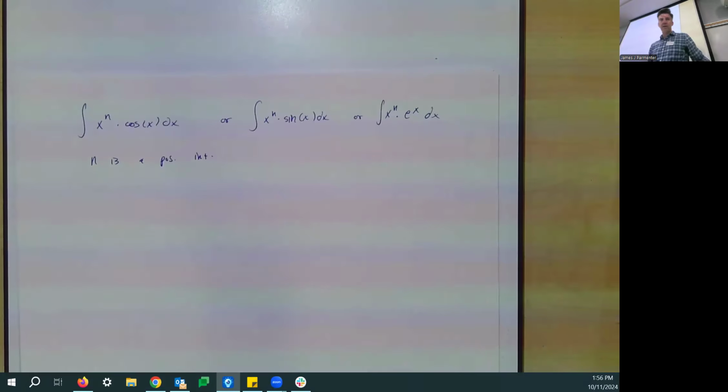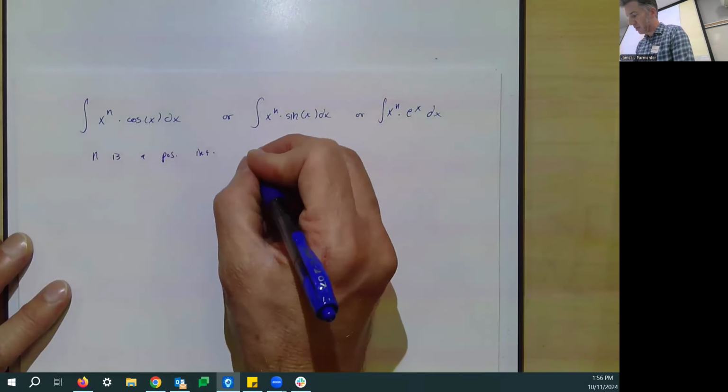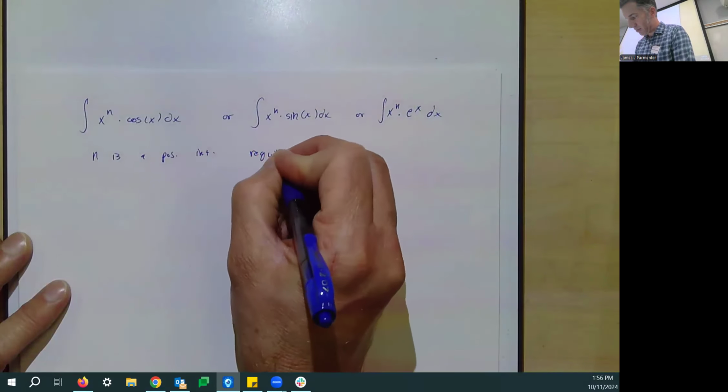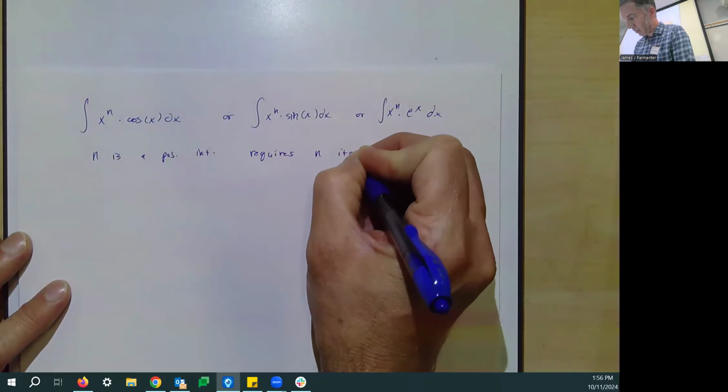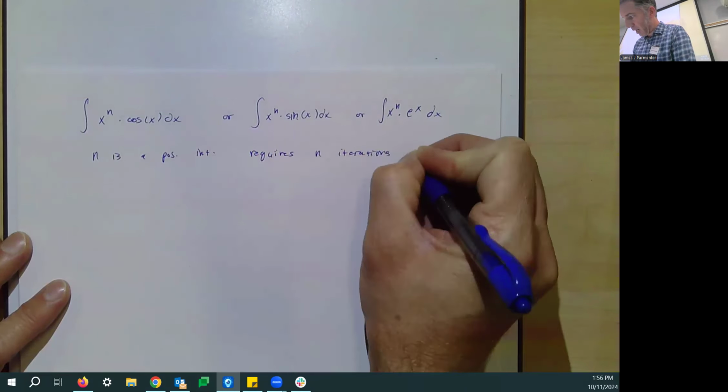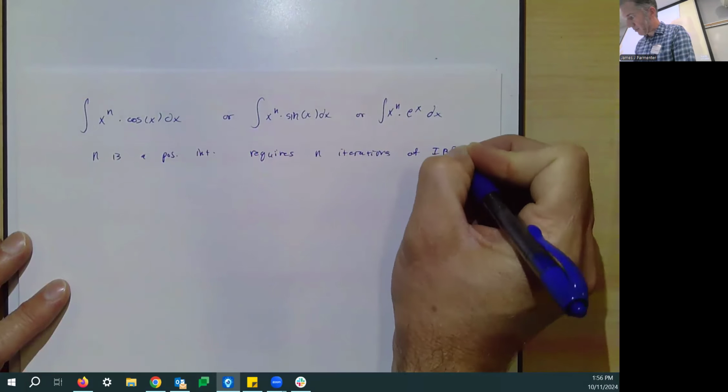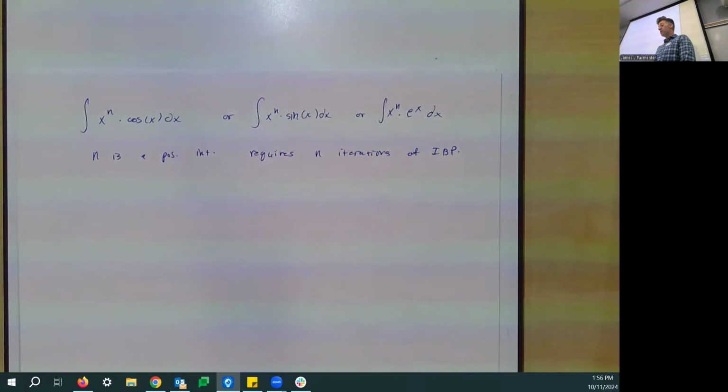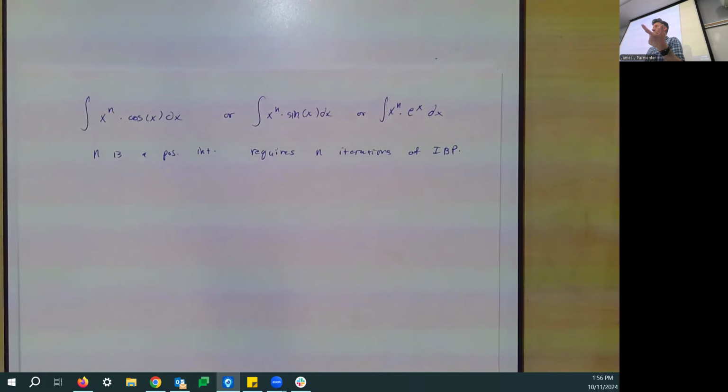Each of these requires n iterations of integration by parts. The reason these ones work that way is because the choice for u is going to be x to a power, and every time you choose u equal to x to a power, the derivative is going to be x to the 1 less power. So you're going to have to do it n times to get rid of that x to a power.